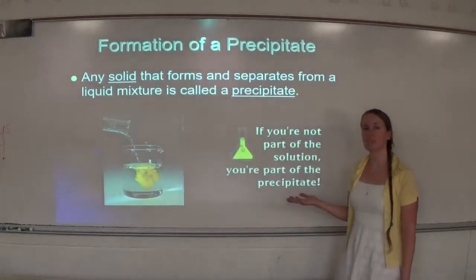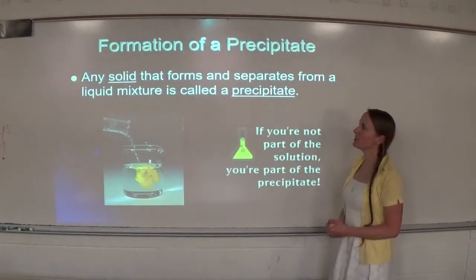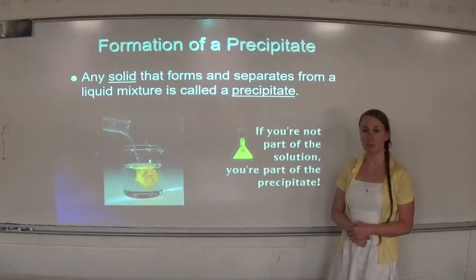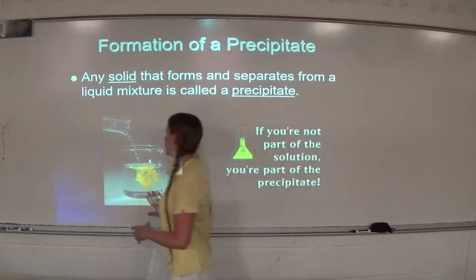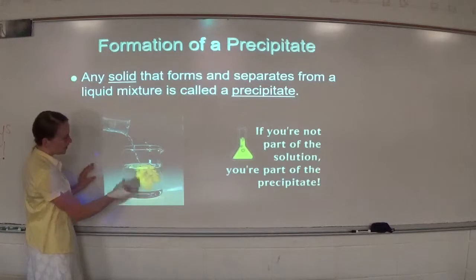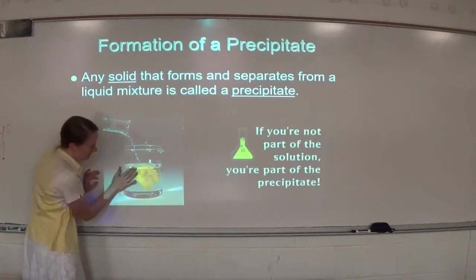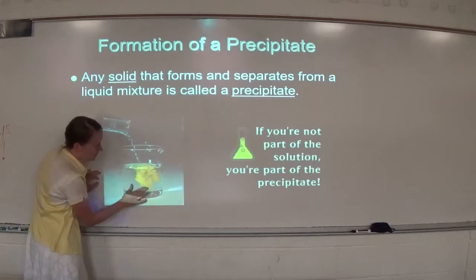And then the last one is precipitate. This is the one you're probably least familiar with. Any solid that forms and separates from a liquid mixture is called a precipitate. There are lots of different colors, but I picked a colored one so you can see what's happening. We have a clear liquid down here. We're pouring another clear liquid in, and you can see this bright yellow solid that forms.